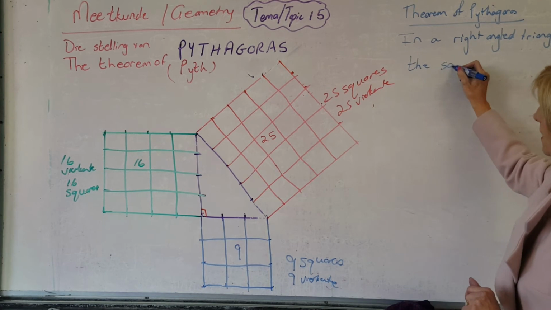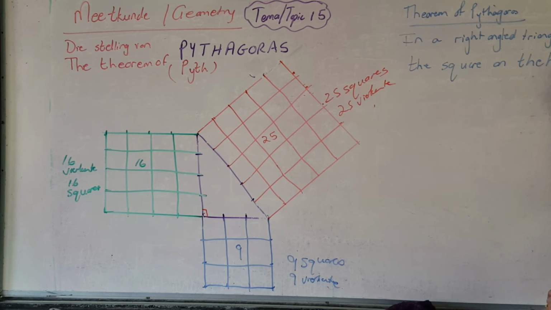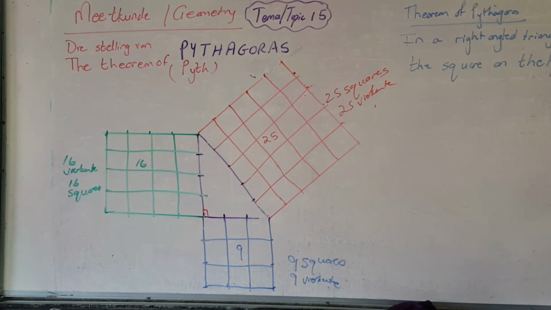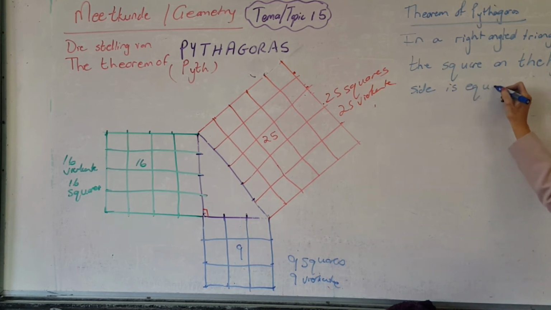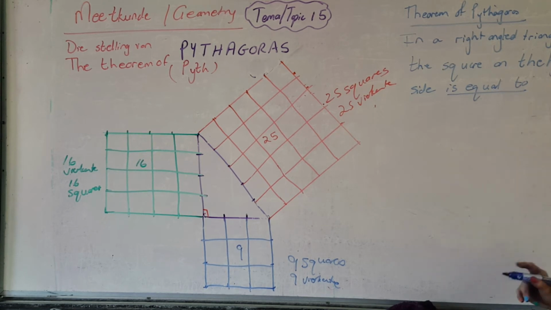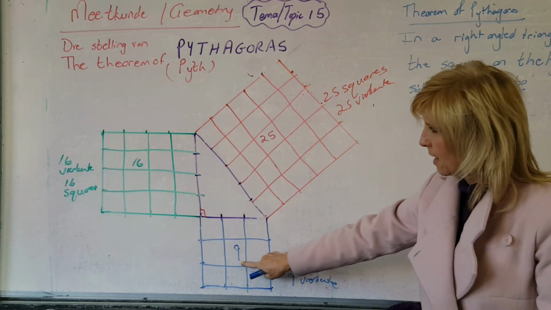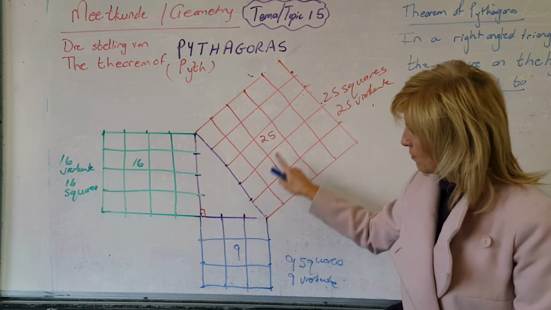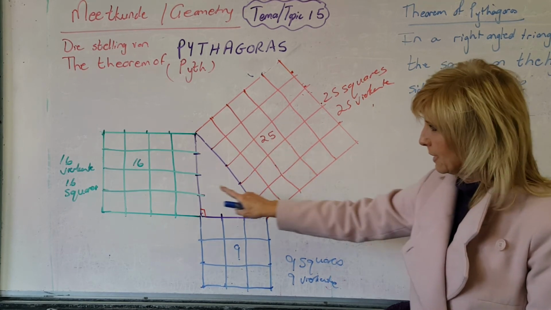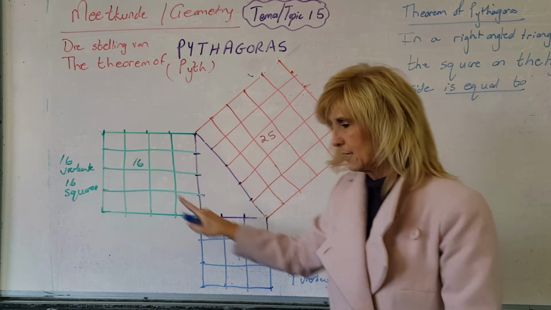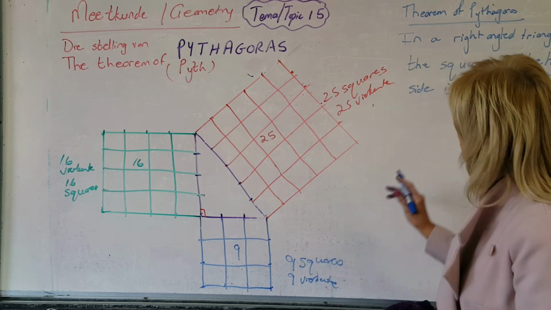The square on the hypotenuse side, and please spell it correctly, hypotenuse side is equal to, now have a look, 25, 16, 9. Do you see if I add them together I get 25? Sien jy dat? As ek hierdie vierkant vat is daar 25, maar hierdie twee vierkante saam, daai 16 vierkantjies en daai 9 vierkante saam gee vir my 25. Do you see that this is what happens here?